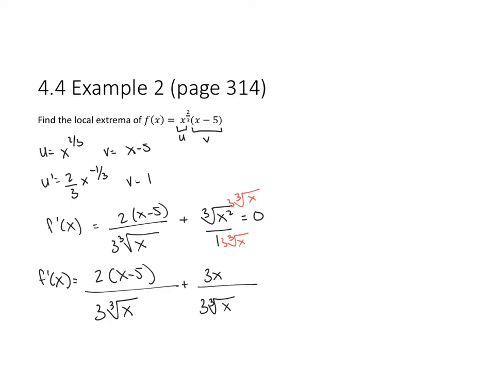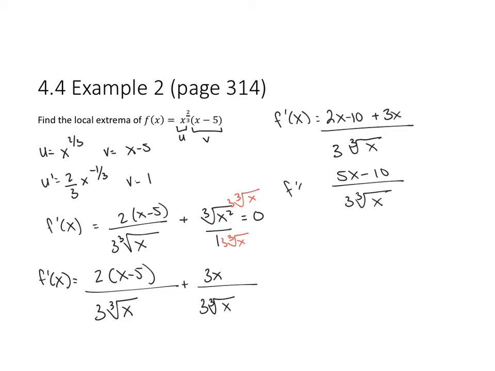So now that I have a common denominator, I'm going to distribute that 2 and combine my like terms. So 2x minus 10 plus 3x all over 3 times the cubed root of x. So 5x minus 10 over 3 times the cubed root of x. And now I take a look and see, when does this derivative equal 0 and when does it not exist? Well, it equals 0 when my numerator is equal to 0, and it does not exist when my denominator equals 0. So let's set each of those equal to 0 and see what my critical numbers are.